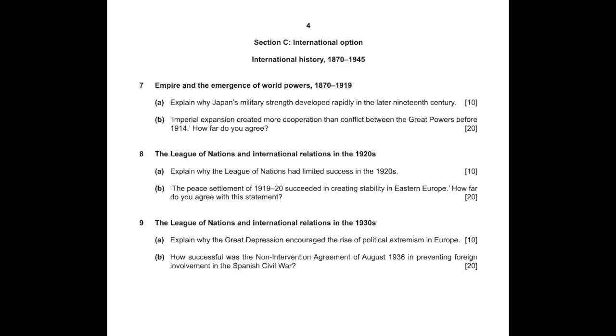Whichever ones you pick are completely up to you. You could pick chapter 3, League of Nations in the 1930s, and imperialism. You could pick League of Nations 1920s and League 1930s. You cannot mix questions from different chapters though. So you can't answer the A question from chapter 1 and the B question from chapter 2 and then the A and B question from chapter 3. It needs to be selected from 2 specific chapters. You cannot do that. So for paper 2, you have an hour and 45 minutes to complete.